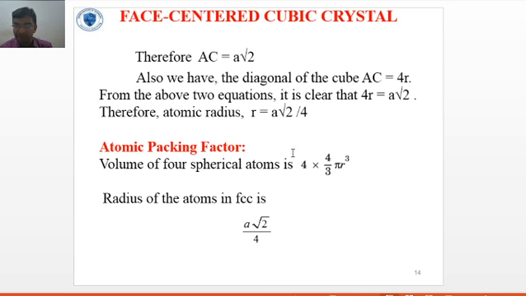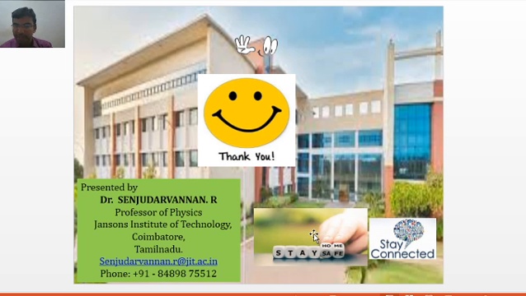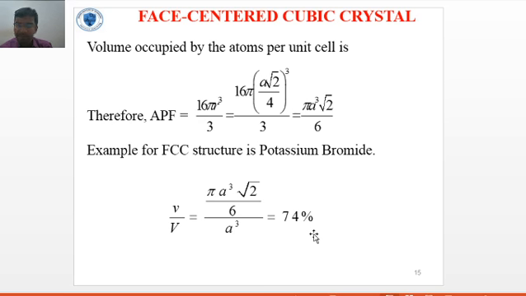Atomic packing factor. So totally how many atoms are present? 4 atoms. 4 into 4/3 pi r cube is the total volume, and the radius of the atom in FCC is a root 2 divided by 4. You have to utilize it. Volume occupied by the atoms per unit cell. So APF is equivalent to small v by capital V. If you are substituting, you will get 74%. That implies it is having higher density, and an example is potassium bromide.